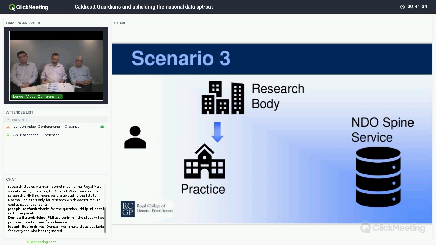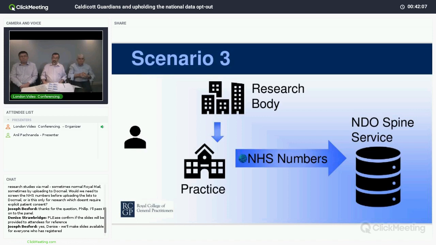The third scenario occurs quite frequently with small-scale local research projects where perhaps a local university is doing a project on a particular disease and they recruit some local practices to help them out with the research. So the research body gives the criteria for their patients to the practice. And the practice then needs to identify the list of patients who are appropriate for that piece of research.